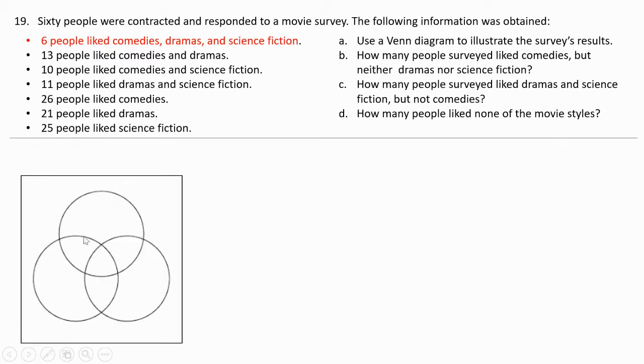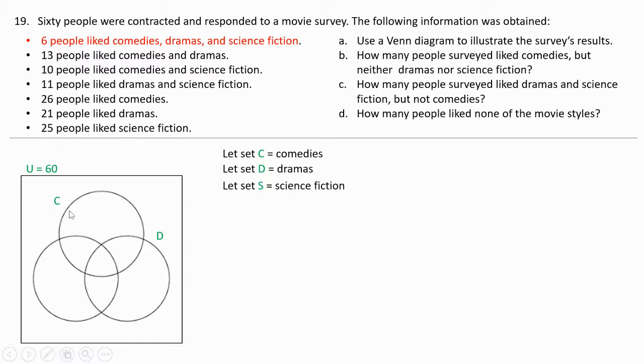There's my universal set. U is 60 because it says 60 people here. That's why U is 60, right? So then I'm going to let this one be comedies. So this is comedies here. I'm going to let D be dramas, so this will be my dramas set here, and S be science fiction.